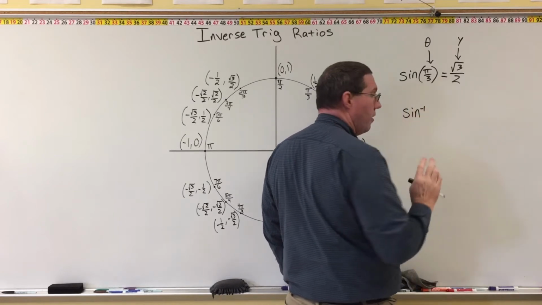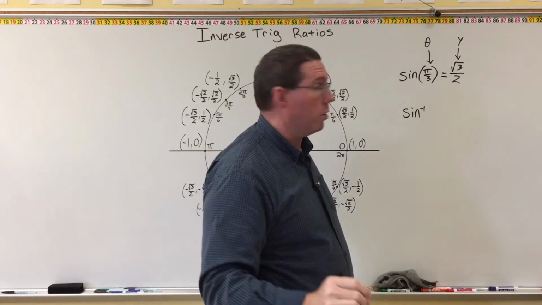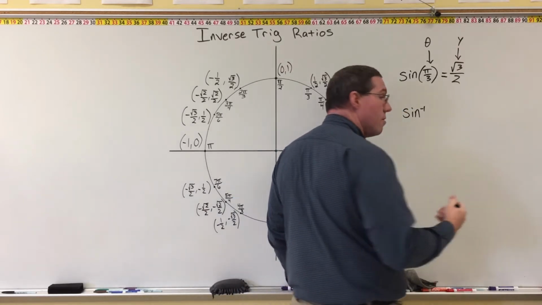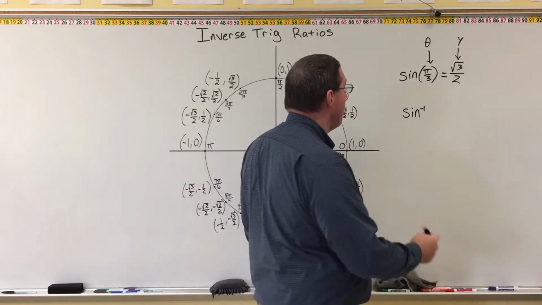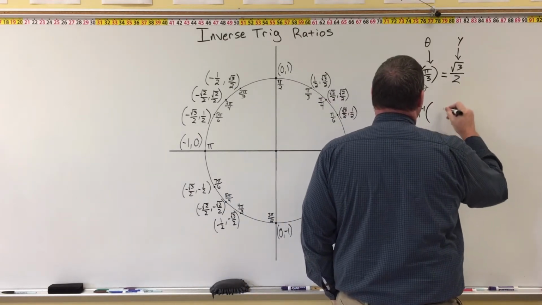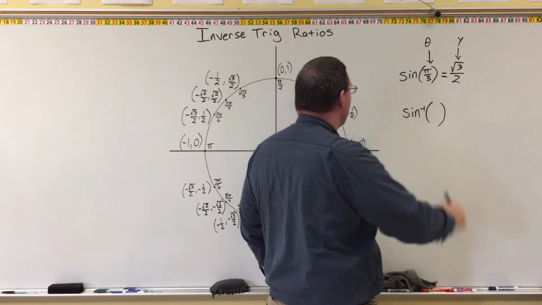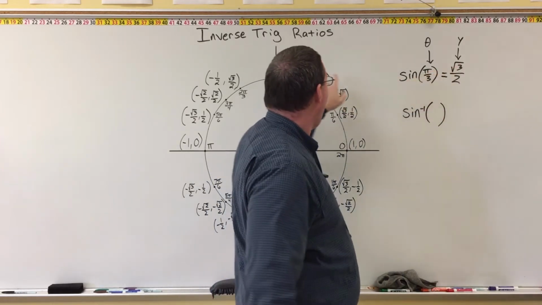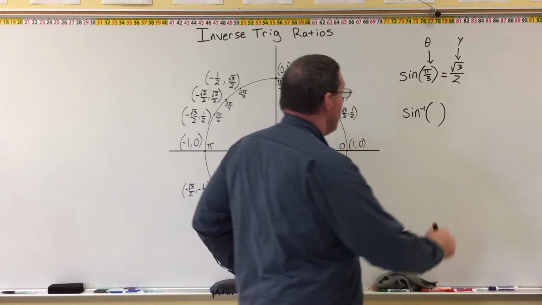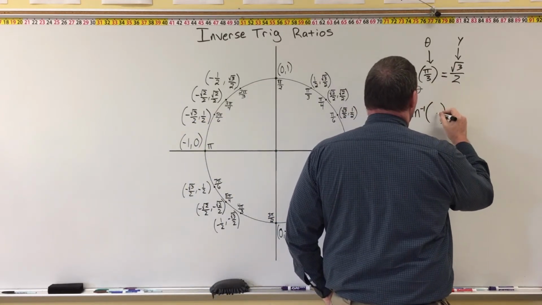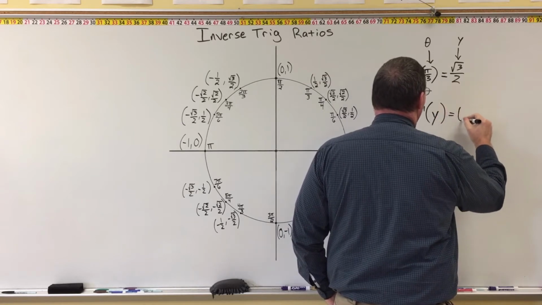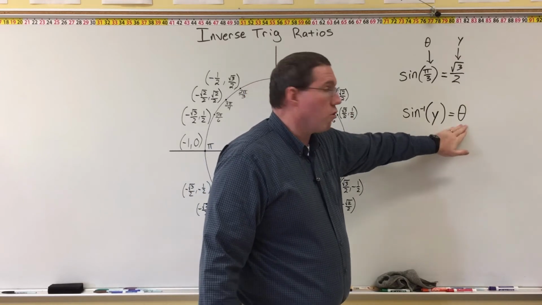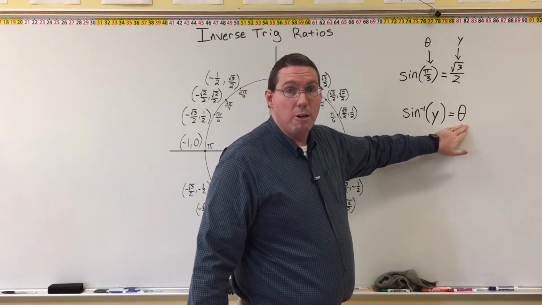So if you didn't understand anything I said for the last 60 seconds, just ignore it. Just understand that when you see sine to the power of -1, that means sine inverse, okay? And now inside the parentheses, instead of putting an angle measure, instead of putting a radian angle measure, we're going to put a y coordinate, okay? So the form becomes sine inverse of y is equal to theta. So in inverse trig problems, the answer is an angle measure.